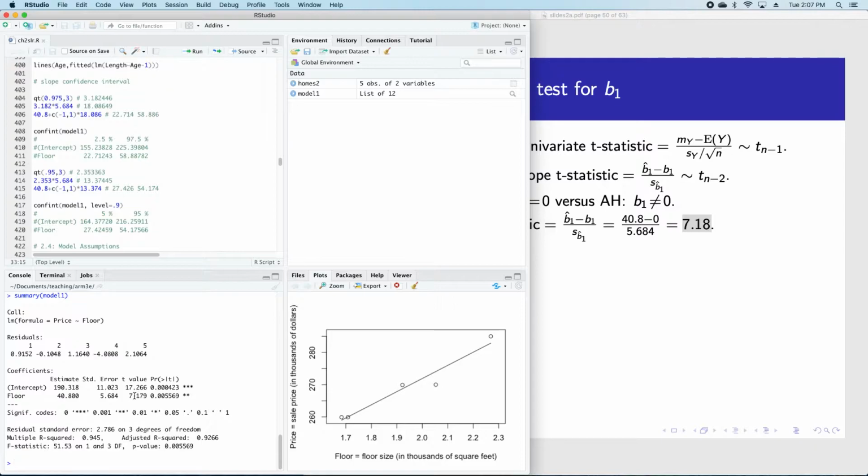You'll see that the output down here also includes the result of that calculation. It's to 3 decimal places here, 7.179, but to 2 decimal places, 7.18.